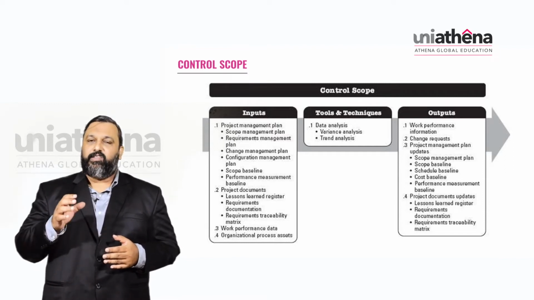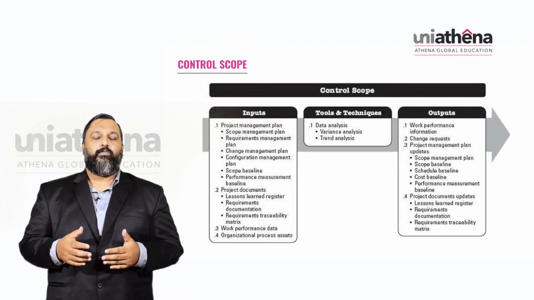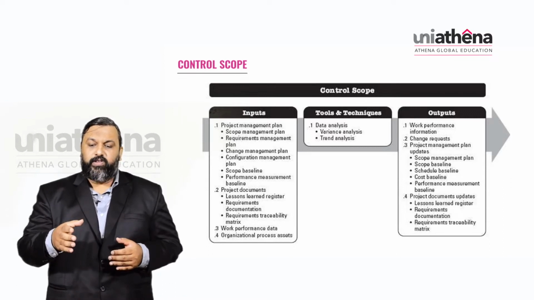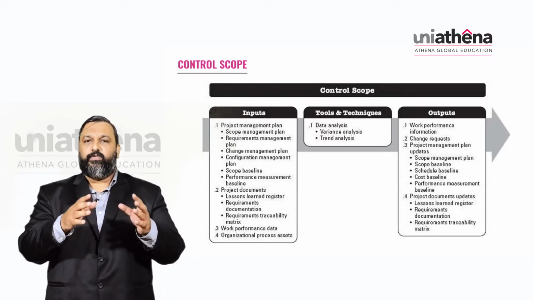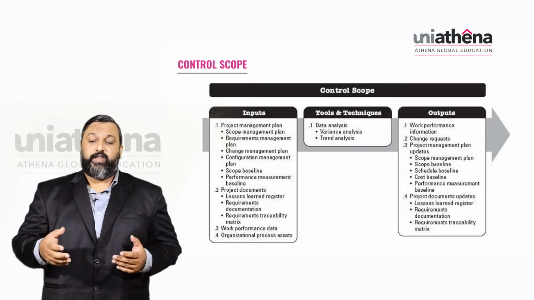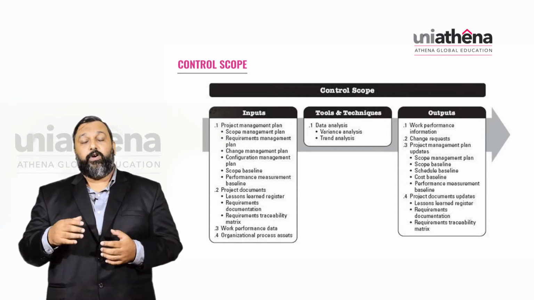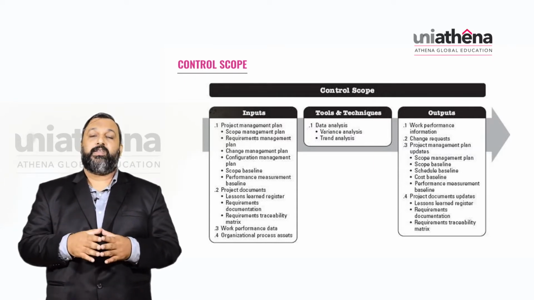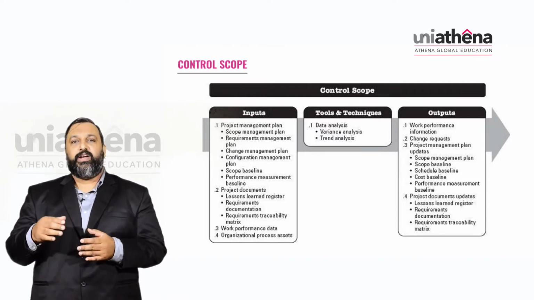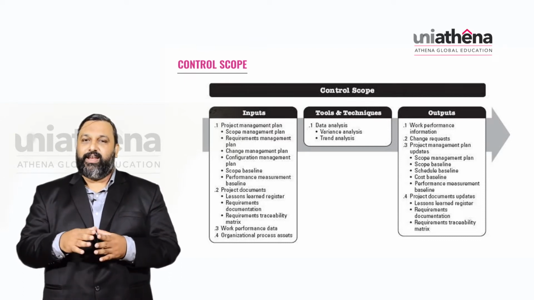That is, it's mainly the data analysis methods, of which the main ones we use are variance analysis and trend analysis. Now, after we have the inputs and the tools and techniques, what may be the outputs that we receive in the control scope process? The first and foremost output is the work performance information, with details regarding what exactly is happening in the project till date.